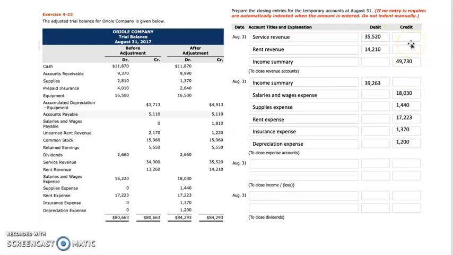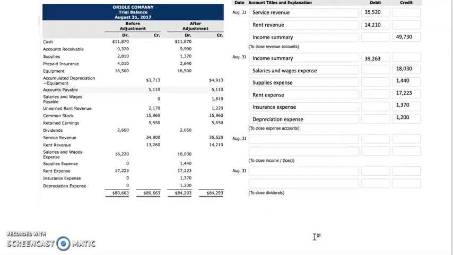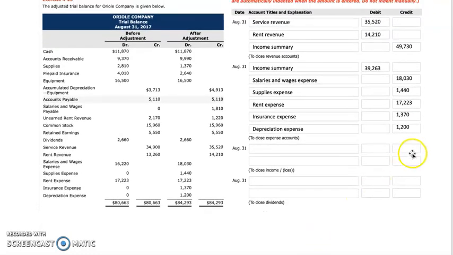So if we do 49,730 minus 39,263, we're going to end up with 10,467 on the credit side. Sorry, I would draw a balance sheet on here, or like a T balance, but I'm not tech savvy enough to know how to do that. So I hope that made sense.